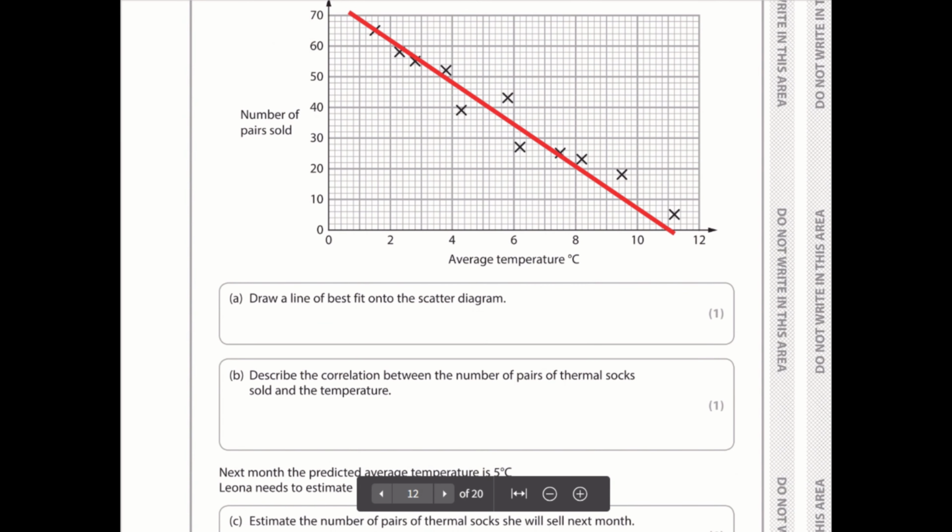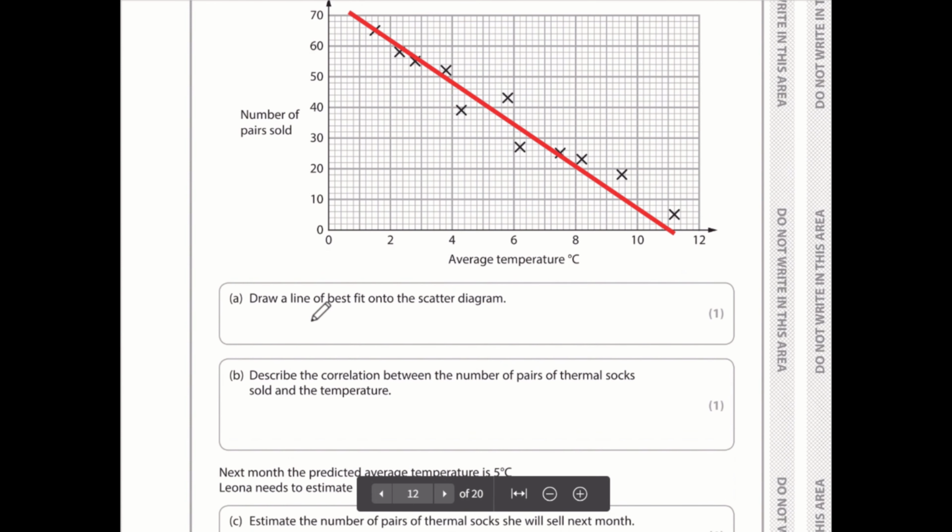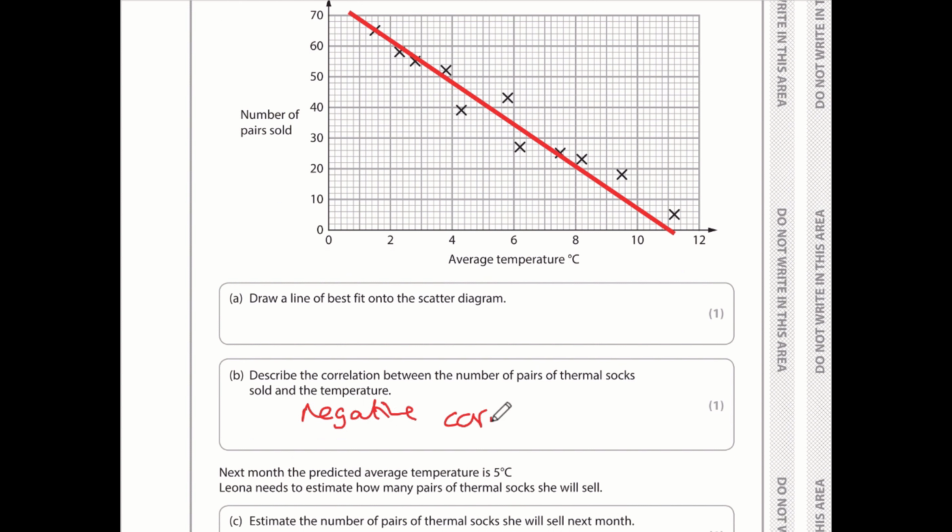So describe the correlation between the number of pairs of thermal socks sold and the temperature. First of all, the fact that we can draw a line of best fit tells us there is a correlation, and because the line is going down, there is a negative correlation. To put that into context, as the temperature increases, the number of pairs of socks sold decreases.